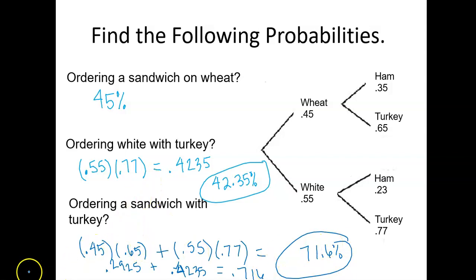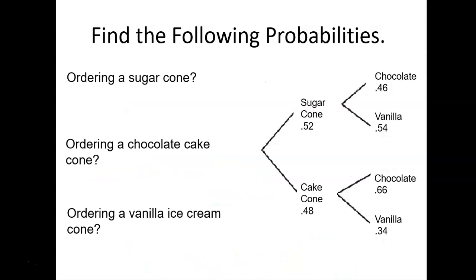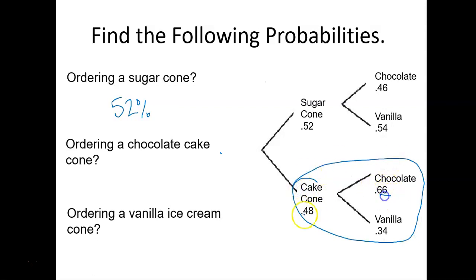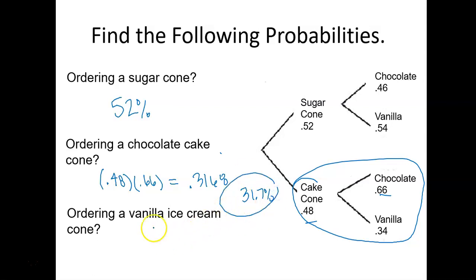Okay, let's try another one of those. What's the probability of ordering a sugar cone? So the sugar cone was just right here, 52%. What's the probability of ordering a chocolate cake cone? So we're going to be looking at this branch, chocolate and cake cones. We're going to multiply 0.48 times 0.66, which is equal to 0.3168. So 31.7% of people are choosing chocolate cake cones.